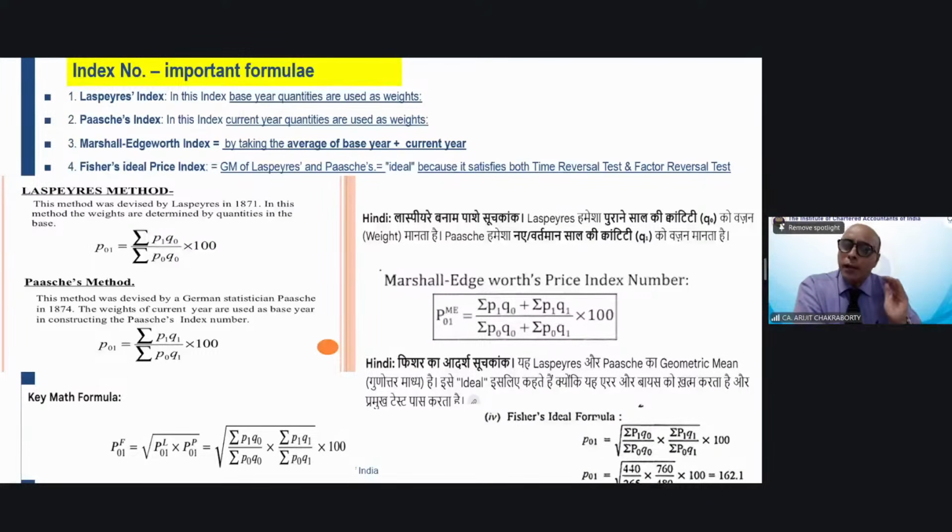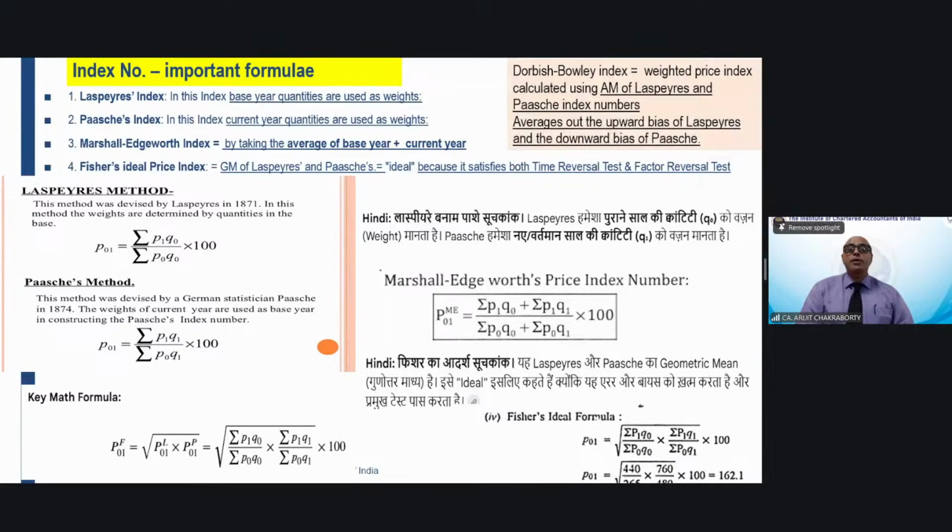ये है लास्पेरिस इंडेक्स, multiplied by दूसरा आइटम क्या है, सिग्मा P1Q1 डिवाइडेड बाई सिग्मा P0Q1। अब P1Q1 divided by P0Q1 क्या है, ये है पास्चेस इंडेक्स। So you can see the ideal formula Fisher's index is nothing but the square root of the product of the Laspeyres index and the Paasche index. इसका अर्थ यही है कि Fisher's ideal formula is a little more balanced और लास्पेरिस इंडेक्स, पास्चेस इंडेक्स का जो बायस होता है उसको ये खत्म कर देता है. So this is the importance of the Fisher's index.